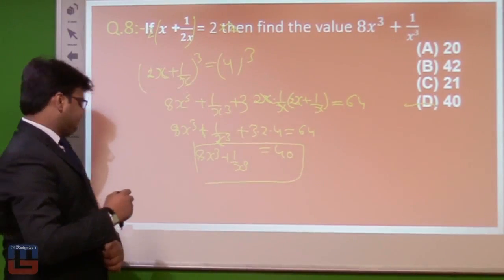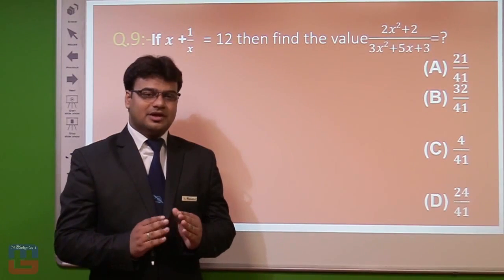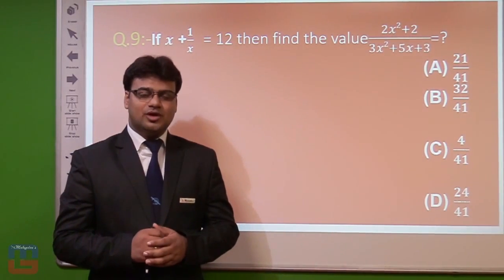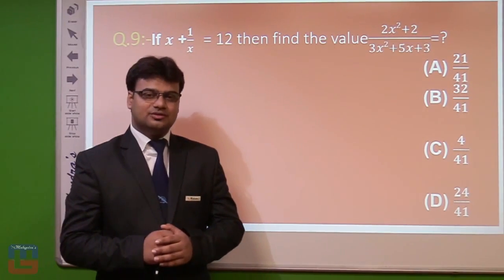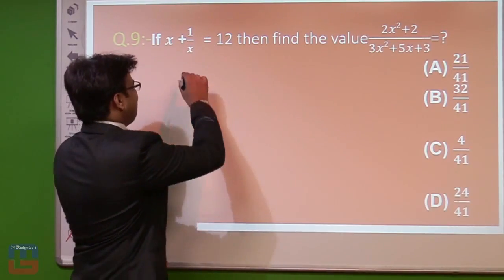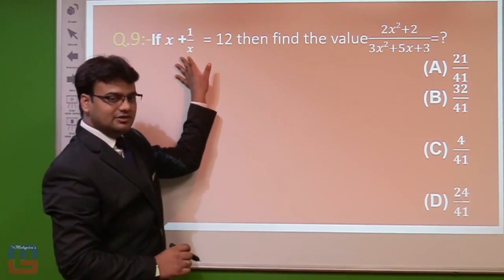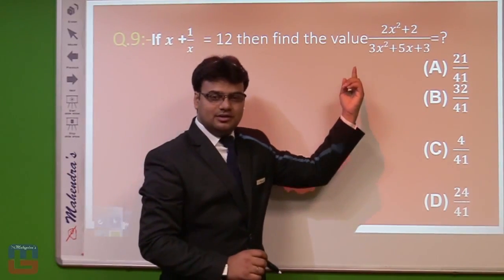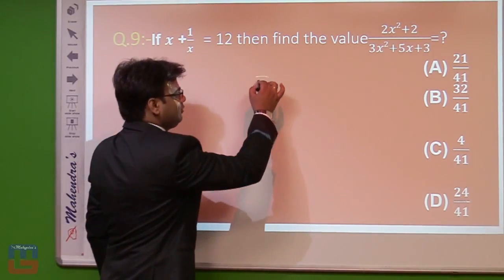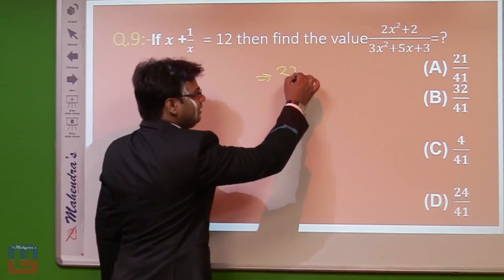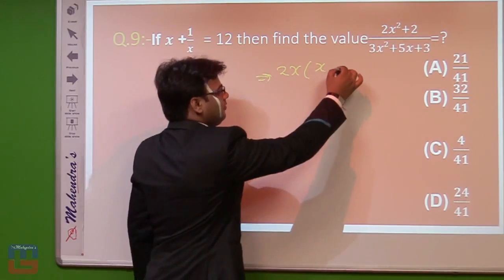What is the next question we check? See what the question is. The question is based on algebra. If x plus 1 by x is equal to 12, then find the value of 2x square plus 2 upon 3x square plus 5x plus 3. In this type of question we change the expression into the form of the given condition. If we take x common from numerator and x common from denominator, then 2 common from the numerator, 2x common, then what will we get? x plus 1 by x.